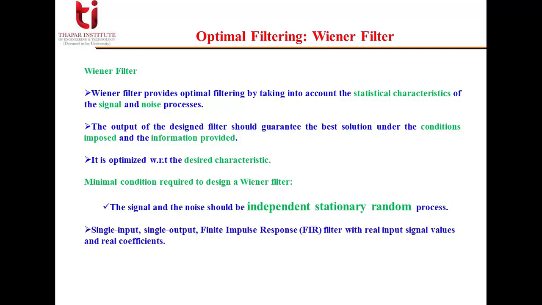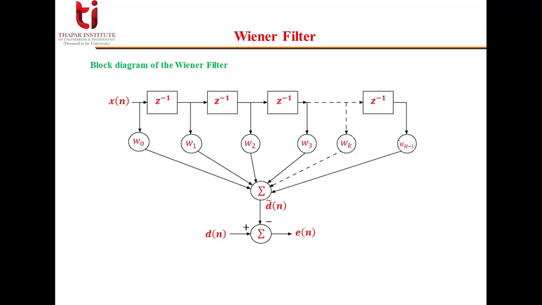Wiener filter is a single input, single output, finite impulse response filter with real input signal values and real coefficients. Let's see the block diagram representing the Wiener filter. So this is a typical block diagram representation of Wiener filter. In this, if you see this, xn is the observed signal. It consists of a real signal and noise. That means it is a combination of both the actual signal and the noise.